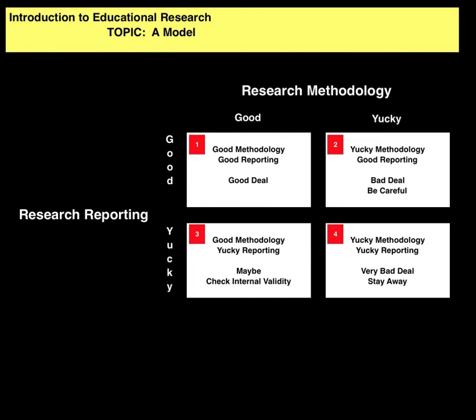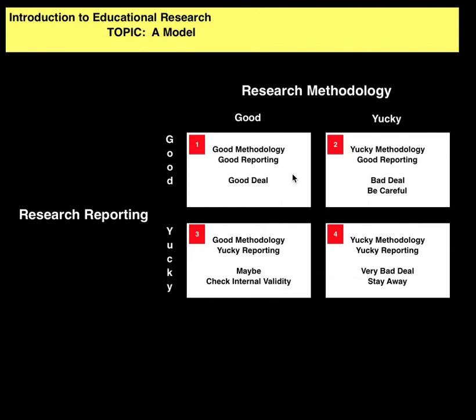Here's a model you may want to look at in terms of evaluating a piece of research or an article that you have in front of you. So up here we have a research methodology. And we can have good methodology, or we can have yucky methodology. I'm just using this binary, good and yucky. But there could be stuff in between too. So we have research methodology, good or yucky. Here we have research reporting. It could be good reporting, yucky reporting.